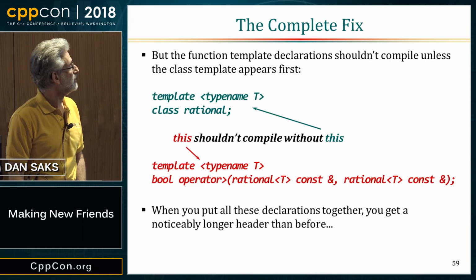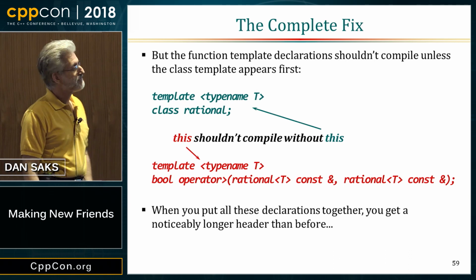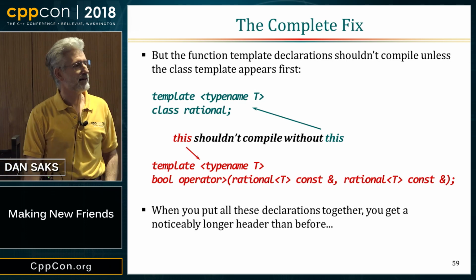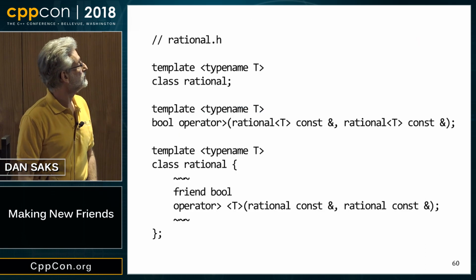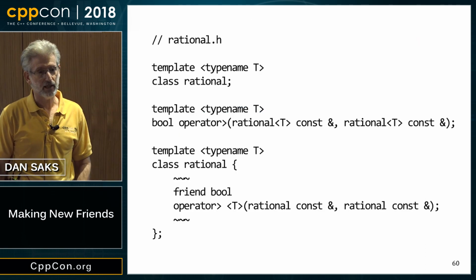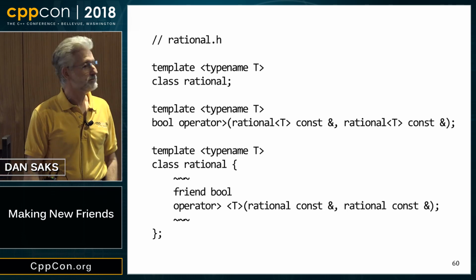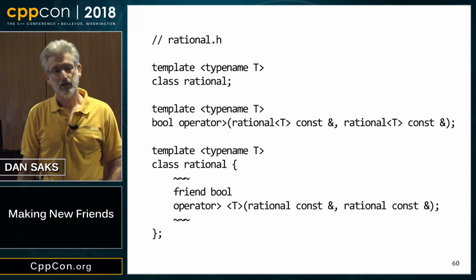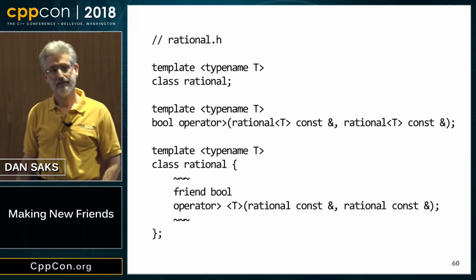What do we do about it? Well, it turns out you need to precede the declaration of the operator greater than by a declaration, not a definition, of the class template. And so when you're all done, you have to have that chain of declarations. And that operator greater than in the middle is a placeholder for every one of the functions that is a function template that you're granting friendship to. Right?